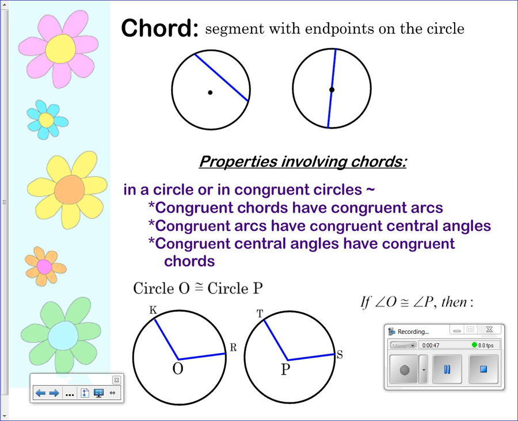So if you notice the second circle right here, what line is drawn in there? The diameter. So a diameter is a type of chord. Okay? Its endpoints touch the circle. And on the left, here's another example. It's not a diameter. It's definitely not a radius. But its endpoints touch the circle, so we call it a chord.